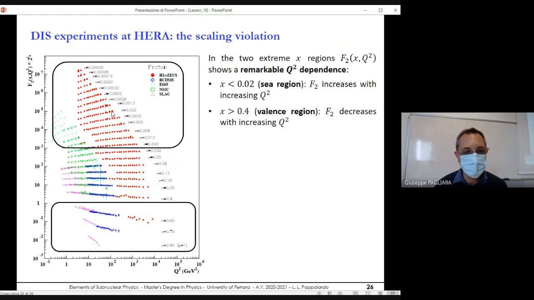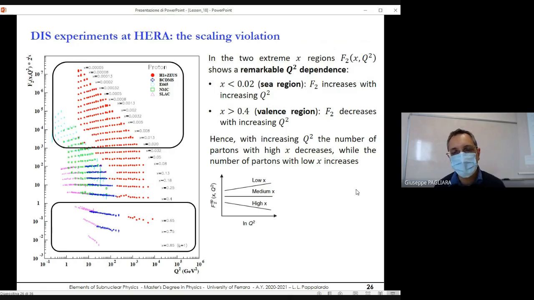If we now look at the top part and the bottom part, we see that there is a quite strong dependence on Q square. So F2 is not anymore flat, but it is either rising or decreasing with Q square. In particular, in the region of small x, so from 0.02 downwards, F2 increases with increasing Q square, so the slope is positive here. And in the opposite, at very large x, so beyond 0.4, so 0.65, 0.75, 0.85, the slope is decreasing. So let's now see how we can understand this.